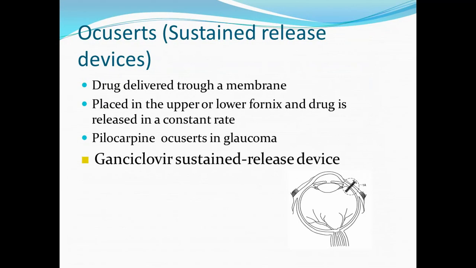Ocucerts are also called sustained release devices. Here, the drug is delivered through a membrane, which is placed in the upper or lower fornix, and drug is released from it at a constant rate. So there are a few ocucerts that we use in ophthalmology. We have the pilocarpine ocucerts in glaucoma to decrease the intraocular pressure, and we also have a ganciclovir sustained release device, which is used as an ocucert.